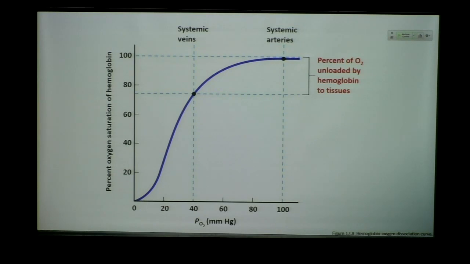Okay. Any questions on that bit so far? Okay, so what we'll move on to see is that this curve can shift to the right or to the left based upon a few different circumstances.